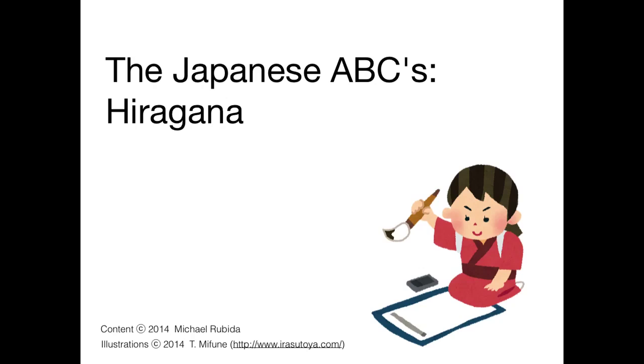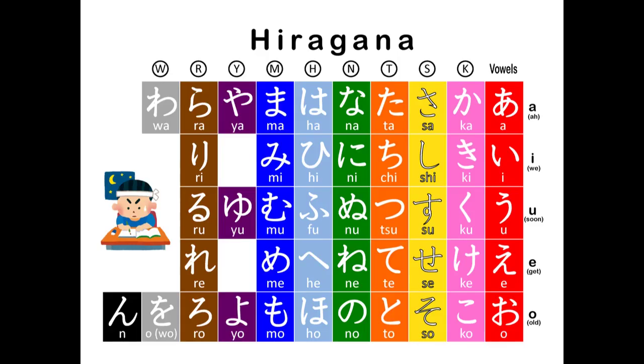Let's get acquainted with the Japanese ABCs, or the Hiragana writing system. This chart displays the basic 46 characters used in the Hiragana syllabary. It's written in traditional Japanese style, which is from top to bottom and from right to left. So we're going to start over here.